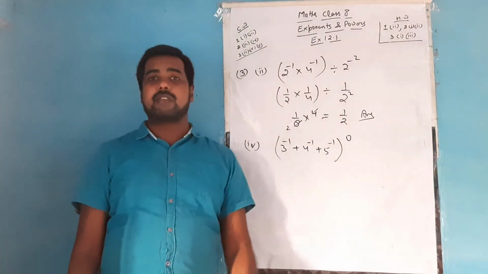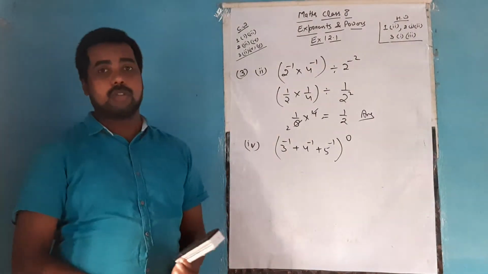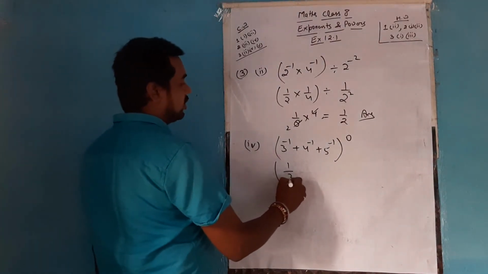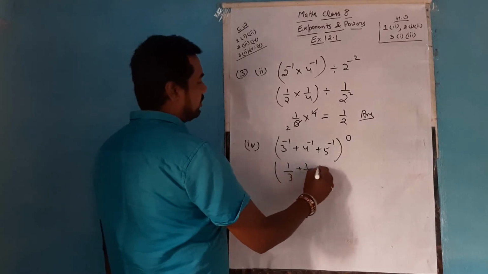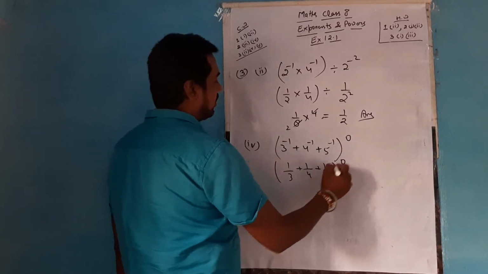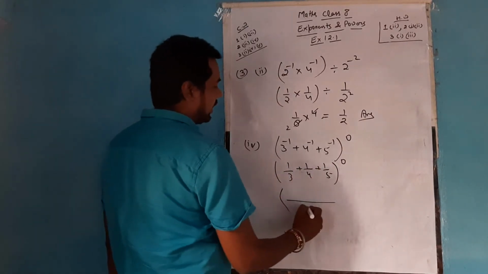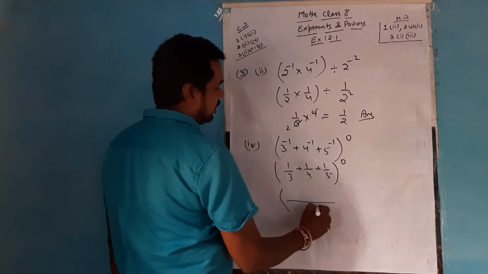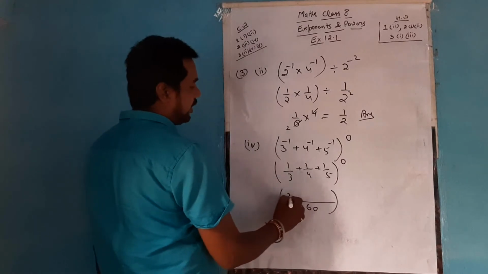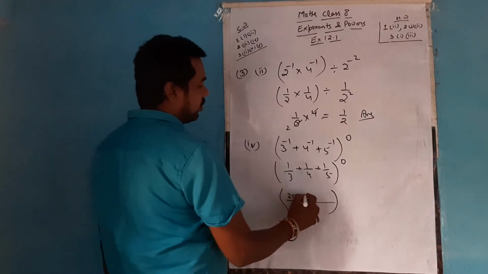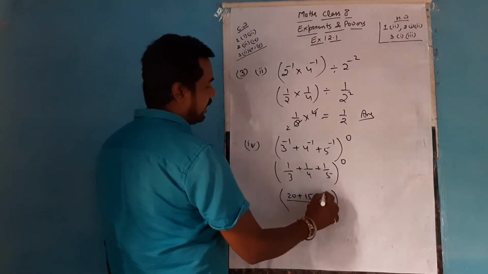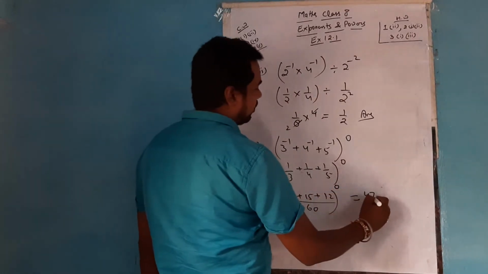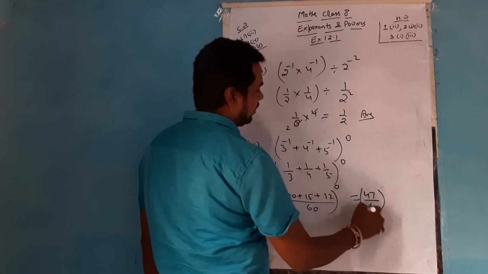But if you write directly 1, it would not look very good, although the answer is 1 only. So I am trying to solve the bracket part. So (1/3 + 1/4 + 1/5) to the power 0. We'll take the LCM. 3 4s are 12, 5s are 60. 60 is the LCM. 3 20 times, 4 15 times, and 5 12 times, to the power 0. That becomes (47/60) to the power 0.